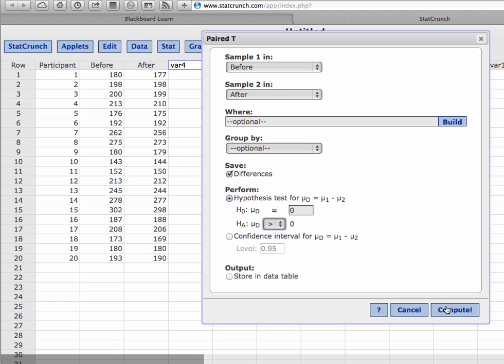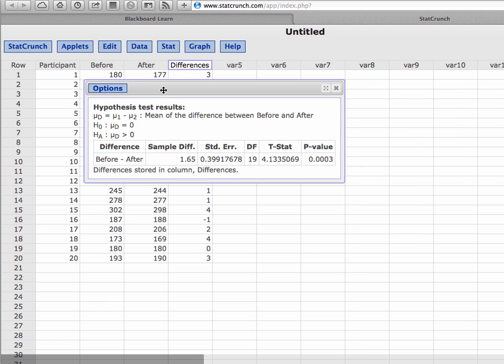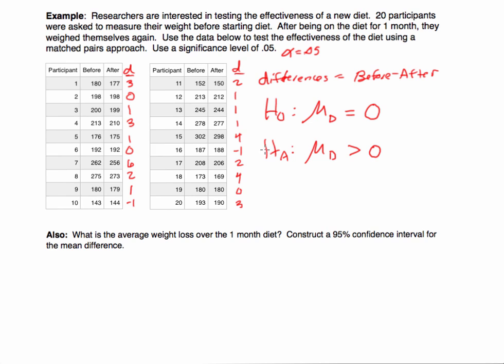So let's compute. When we compute this, what do we get? We get a before and after, and the sample difference. So this is the mean difference here, the mean weight loss, the degrees of freedom, the standard error, the t-stat, and finally the p-value, 0.0003. So let's write that down. The p-value is 0.0003. Since this is less than our alpha level, which is 0.05, what are we going to do?